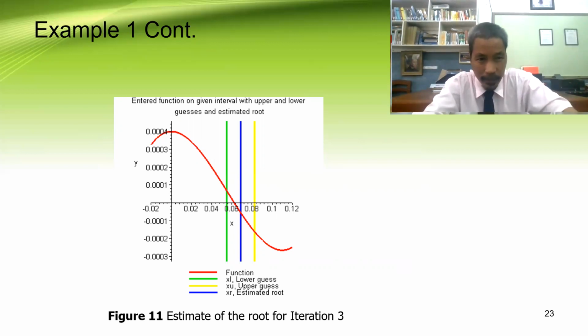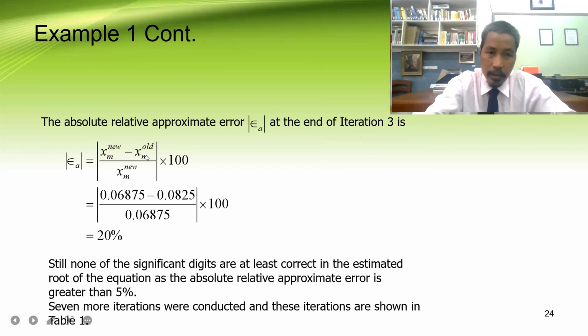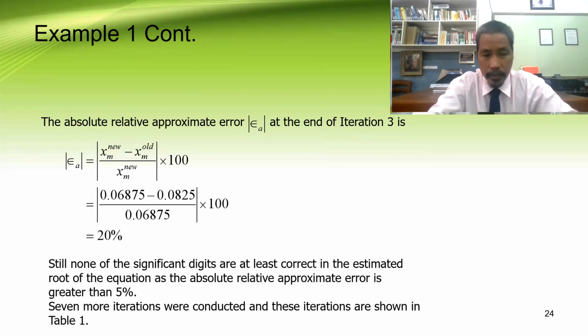Let us go further and calculate the absolute relative approximate error. That means new XM minus old XM, divided by new XM. Using these values, you can say that the answer is 20%. And you will notice this is still greater than 5%. So therefore, none of the significant digits are at least correct.